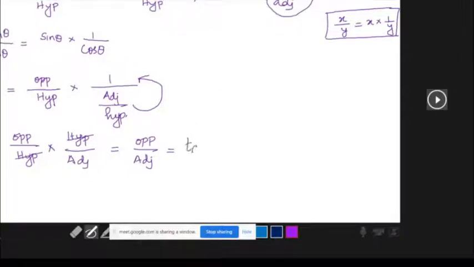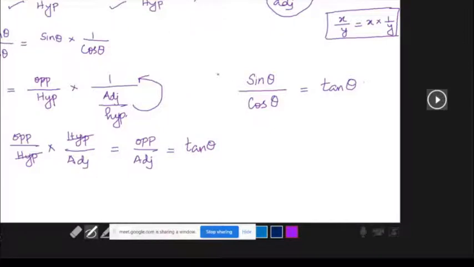Tan theta. So in effect, there are only two functions, sine theta and cos theta. Sine theta by cos theta gives you tan theta. Clear? So now we have learned one more thing: sine theta by cos theta is equal to tan theta.